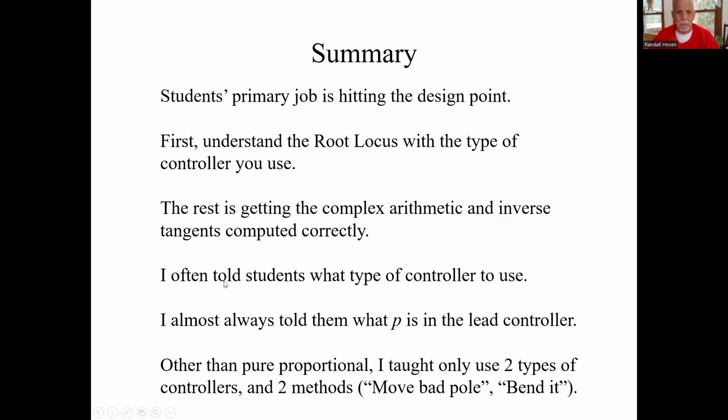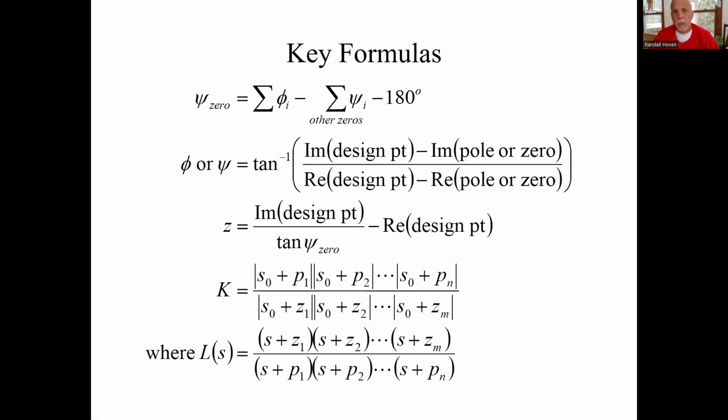magnitudes of complex numbers. And I also usually told my students what controller to use, because there's a little artwork in here, and I wanted to judge my students on the objective part, not the more ambiguous parts. Like I usually tell them where the P was in that lead control. And I only taught actually three types of controller if you include proportional, and only 2 methods: to move the bad pole and bend it. And I have different videos on each of those.